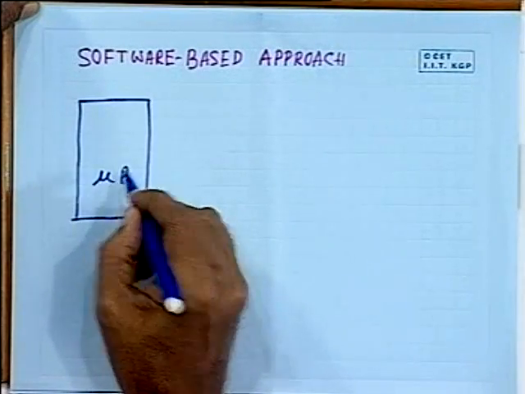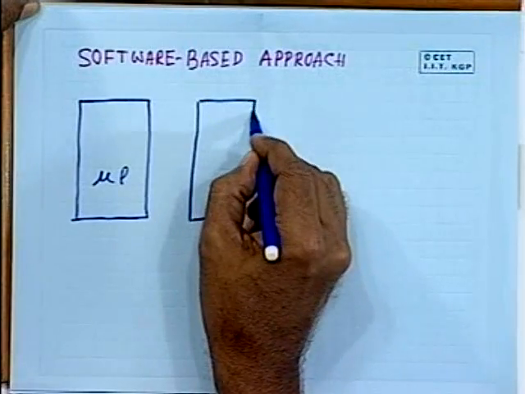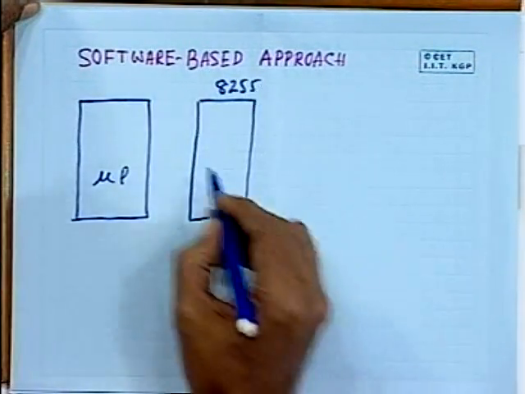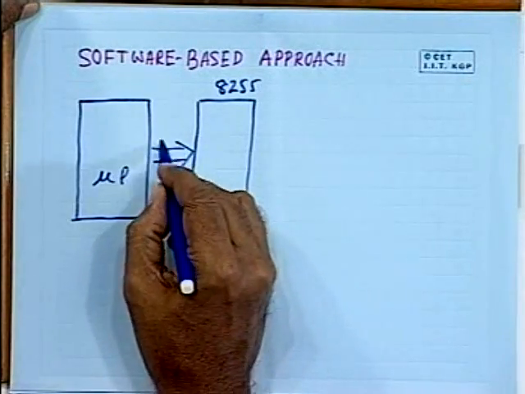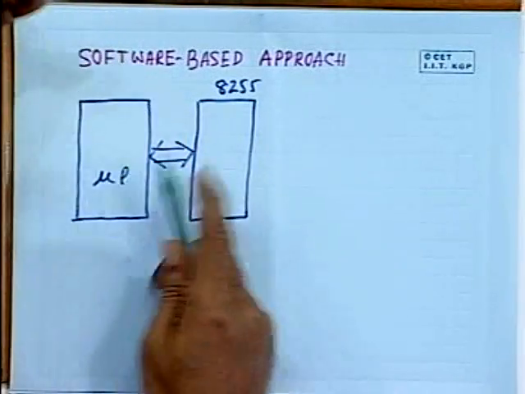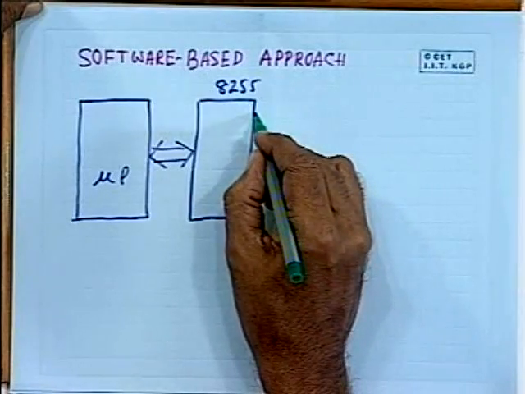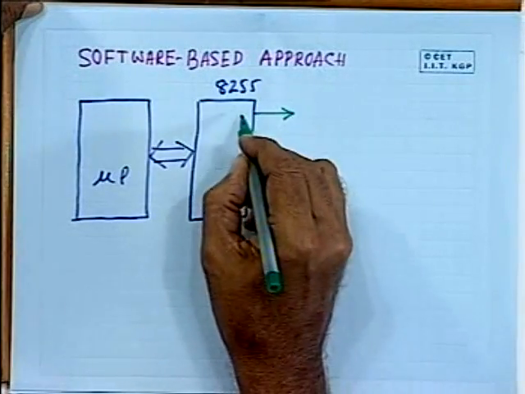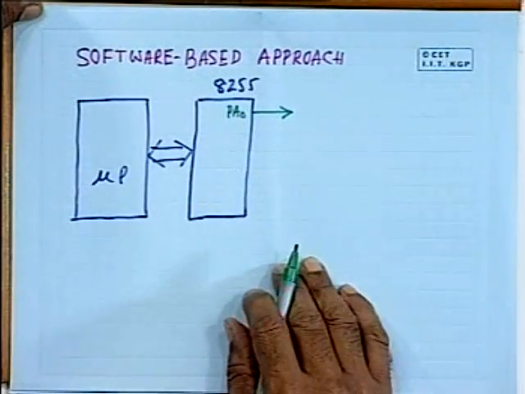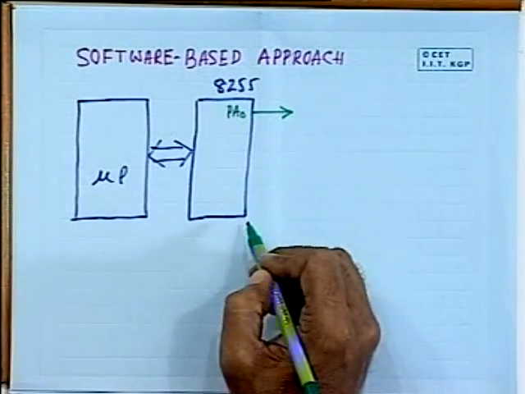Here is your microprocessor. Microprocessor is connected to a programmable I/O chip. Let it be 8255, and it is connected to the system bus. And how this interfacing can be done is known to you. And as you know, 8255 has a number of port lines. Now, suppose you want to generate a clock on PA0 port line of 8255. What you can do? You can configure port A in the output direction.